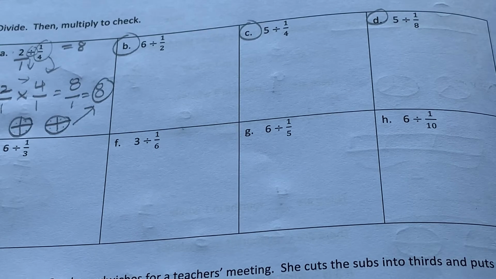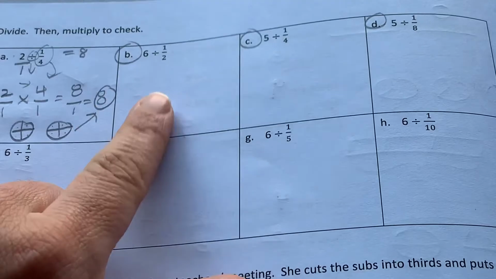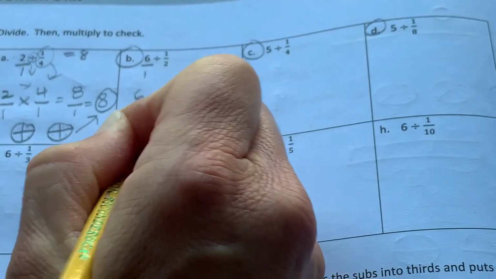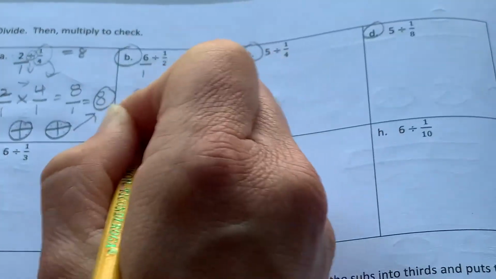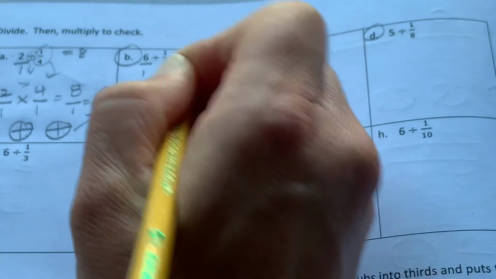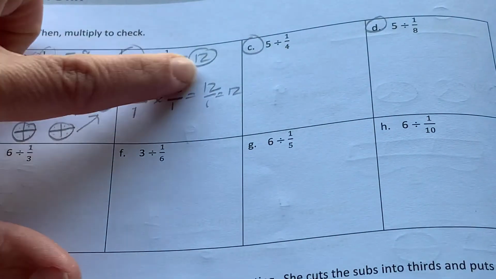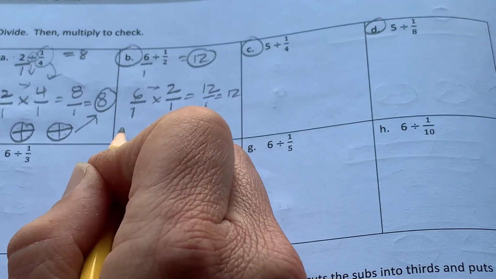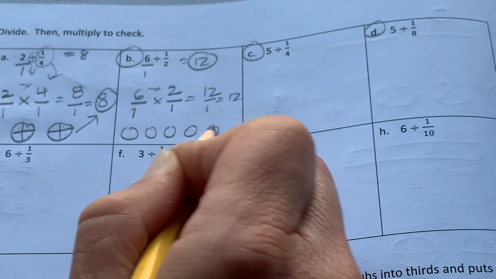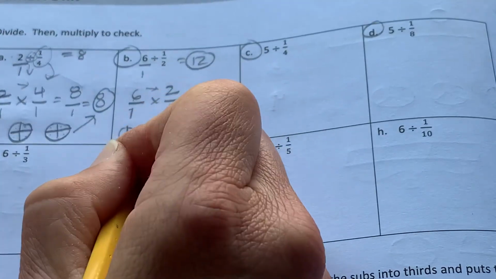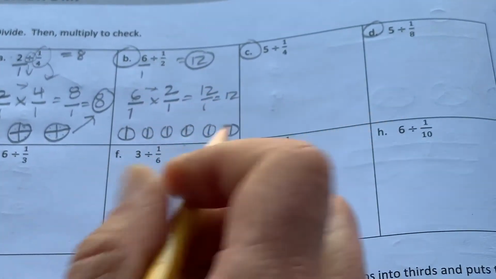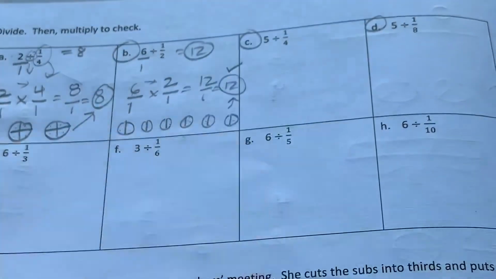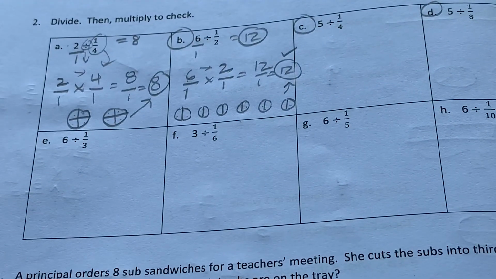If you unpause the video and are ready to check it, I'm just going to check B with you. So here we go. 6 over 1 times 2 over 1, multiply, 12 over 1 equals 12. 6 divided by 1/2 is 12. If you want me to draw it, I would draw 6 circles. 1, 2, 3, 4, 5, 6. And divide all of them in half. And how many pieces would I have? 1, 2, 3, 4, 5, 6, 7, 8, 9, 10, 11, 12. We just proved it.